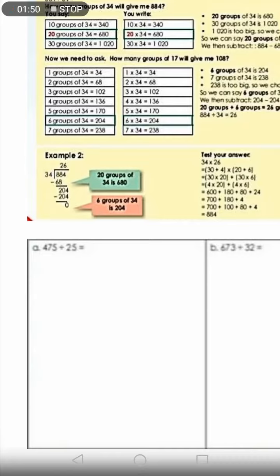Now, this is much easier because the number goes into the other number exactly, but that is not always the case. Sometimes we have numbers that do not go into other numbers exactly. Instead, it leaves a remainder.